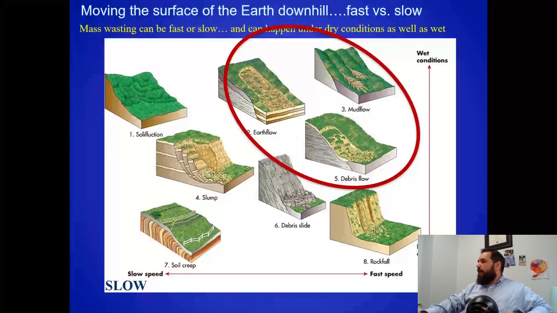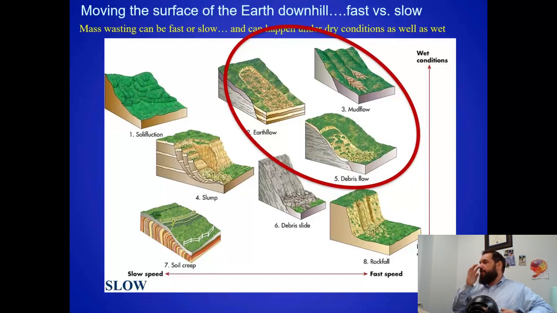All right, so let's go take a look at some of these flows. Now remember, flows are different than the slides because with flows, the particles are basically following their own path. They're not staying together in a coherent block. They're all going to follow their own path.